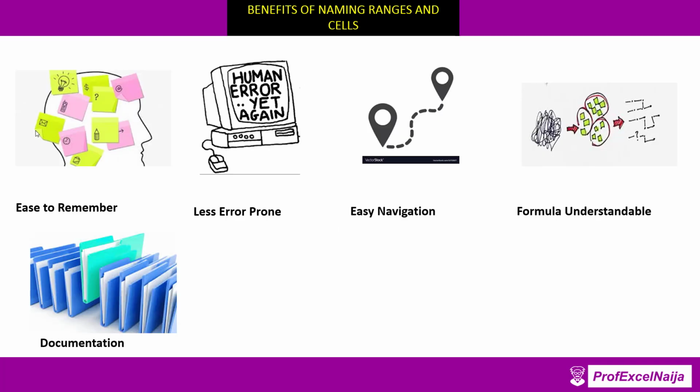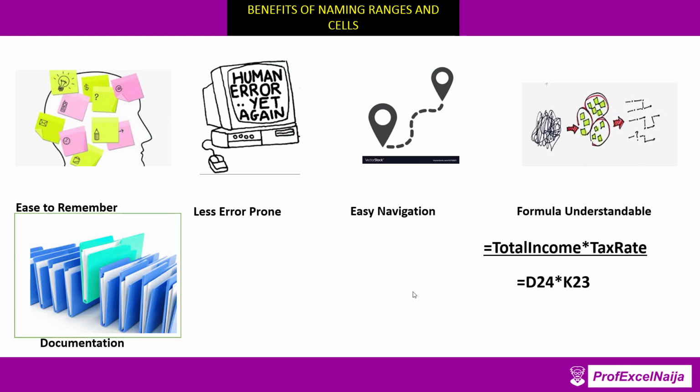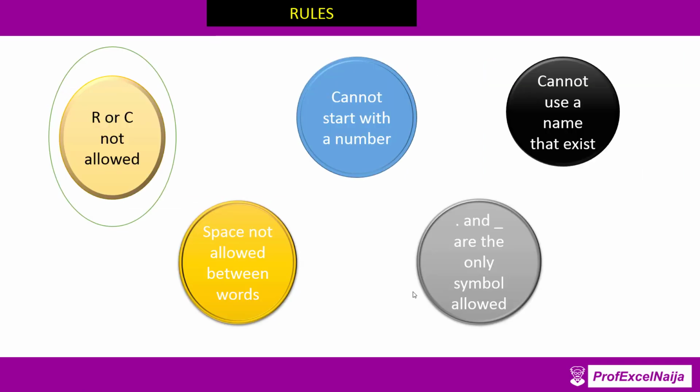The first benefit is that created names are easier to remember. You are exposed to fewer errors when you are building your formulas. You can navigate between the worksheets or workbook with ease. Formulas are clearer. This formula is better than the second one. It serves as a means of documentation, but there are rules.